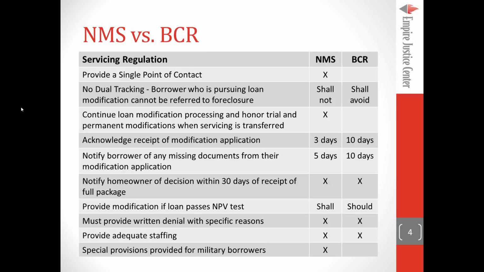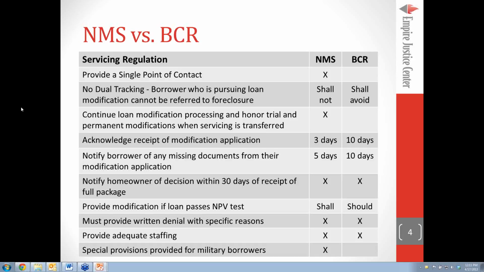The second servicing regulation is no dual tracking. A borrower who is pursuing a loan modification cannot be referred to foreclosure while that loan modification process is occurring. If the loan is pre-foreclosure and a banker servicer receives a complete loan modification application on or before day 120 of the delinquency, the servicer must review and make a determination of the application prior to referring the loan to foreclosure. If it's substantially complete but not quite, the bank must give an extra 10 days and then make their review.